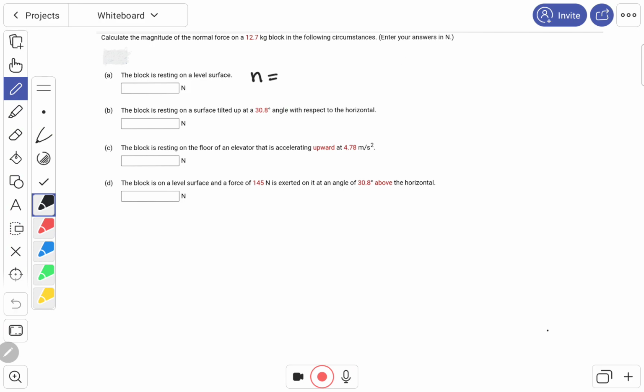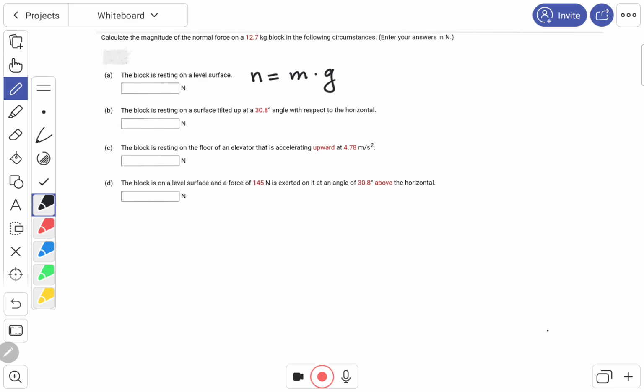normal force equal mass of the block times gravitational force. Part B is saying the block is resting on a surface tilted up at a 30.8 degree angle with respect to the horizontal.